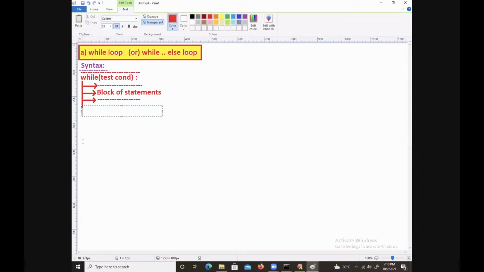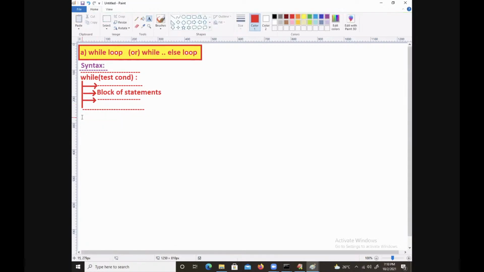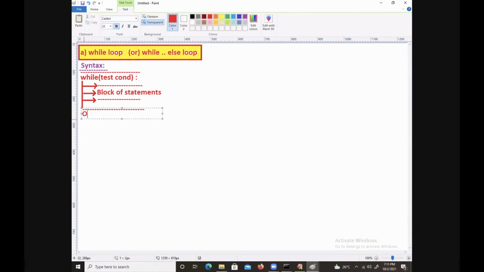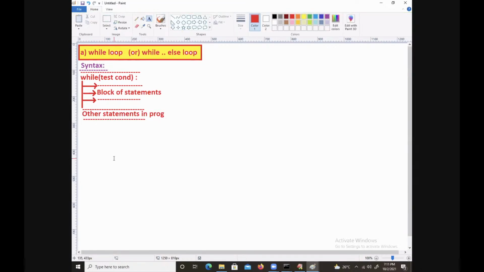And then you are taking something like this here. What are you writing there? Other statements in the program. Here I am writing other statements in the program. So other statements are written here. This is called one syntax.